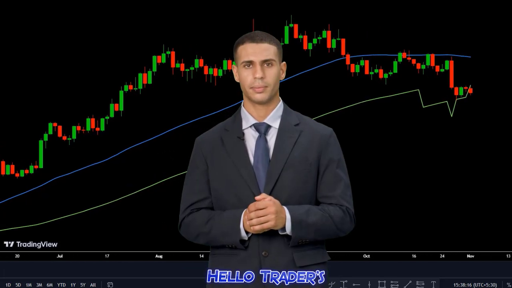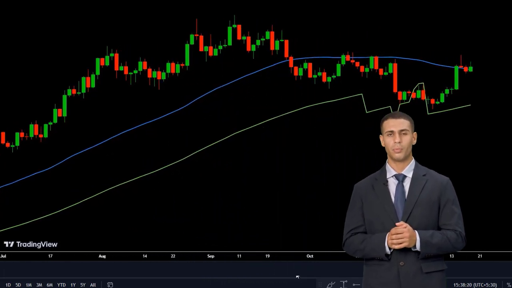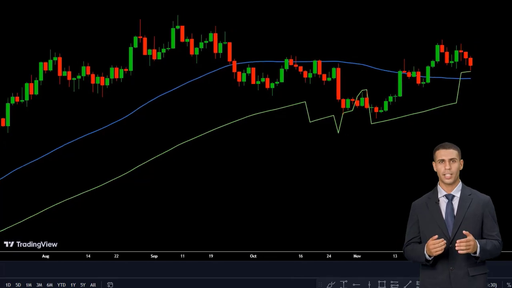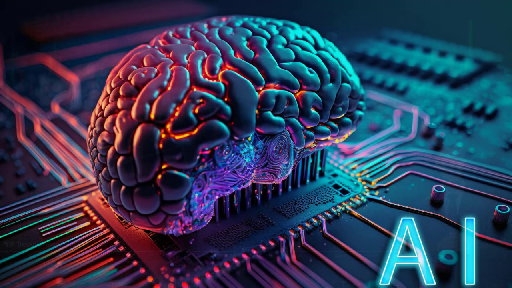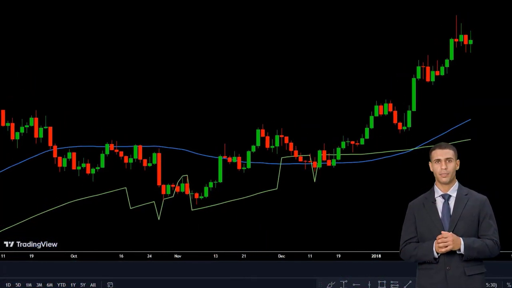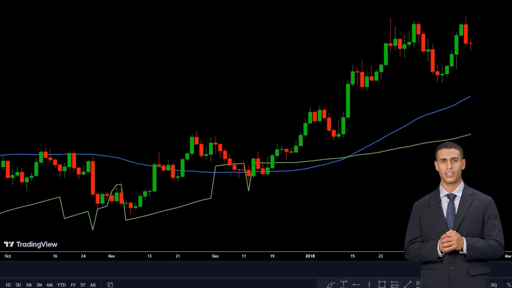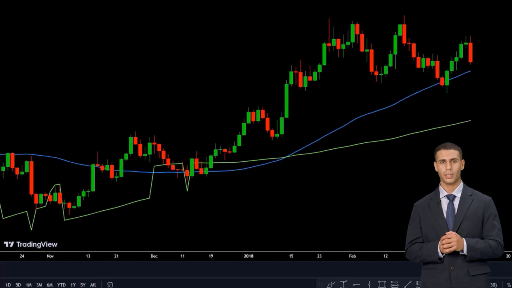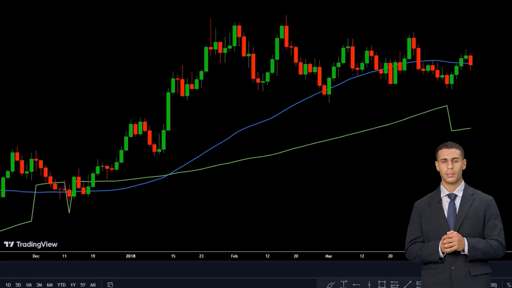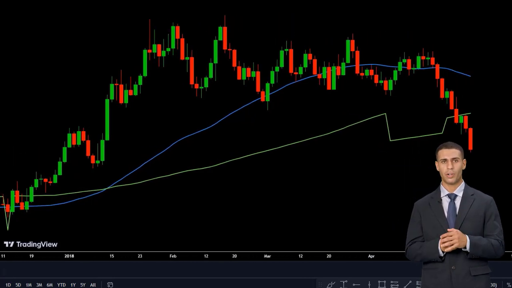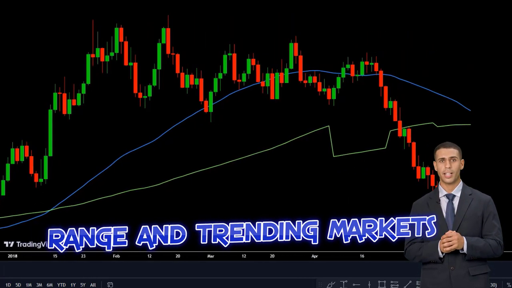Hello traders. We just found a machine learning moving average that is 10 times more dominant than the regular moving average. This indicator is based on artificial intelligence, which means it learns from all the data it has collected in the past, such as visual perception. The reason for this is to optimize the moving average according to market conditions. This magic tool gives almost zero fake signals in both range and trending markets.